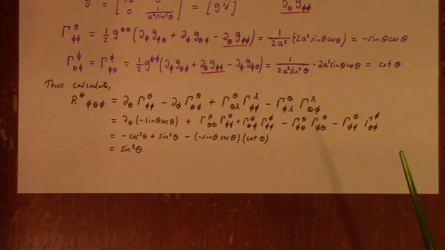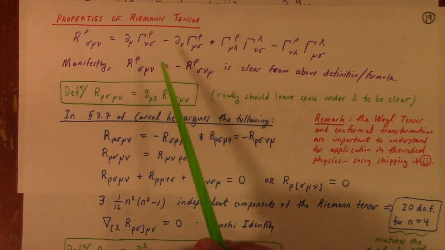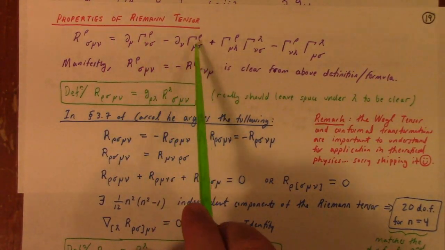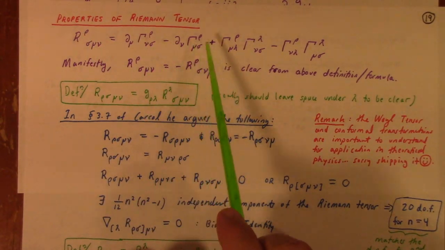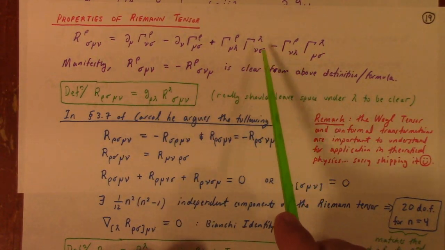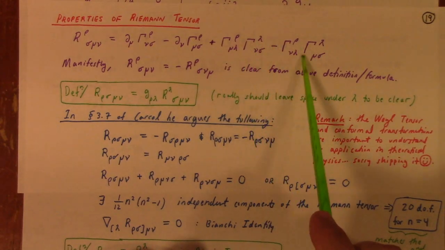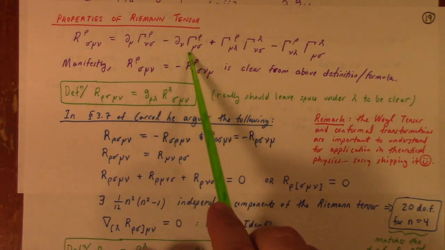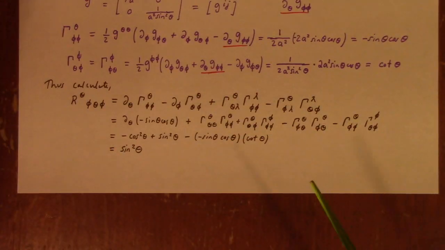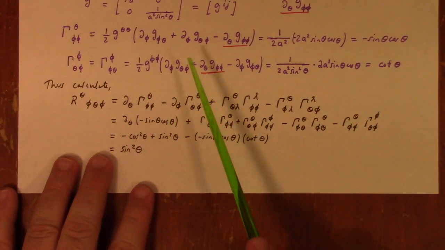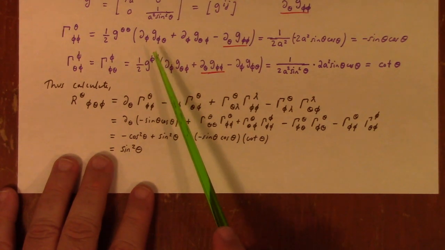Let's go back to here's the formula, right? So you notice the first two terms there's no sum, right? It's just these indices again in that pattern. Then there's a sum over lambda for these two, all right? So the last two, we've got to think about a sum. These two, we just have to reproduce that pattern with respect to these indices. So that's what I've done here.